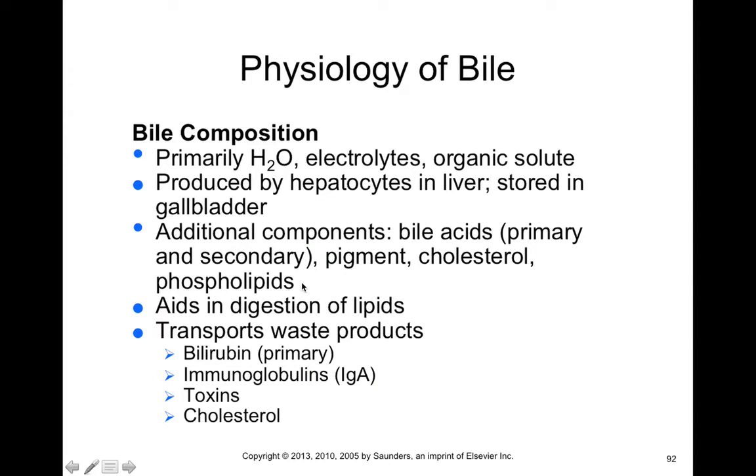Now, the composition of bile is that it's mostly water, some electrolytes, and organic solutes like cholesterol. Bile is produced by the hepatocytes in the liver and stored in the gallbladder. Other bile components include bile acids, pigments, cholesterol, and phospholipids, and these all aid in the digestion of lipids. What's interesting too is that certain waste products can be incorporated into bile, like bilirubin, which is one of the breakdown products of hemoglobin, as well as different immunoglobulins, toxins, and even excess cholesterol is eliminated from your body through bile.